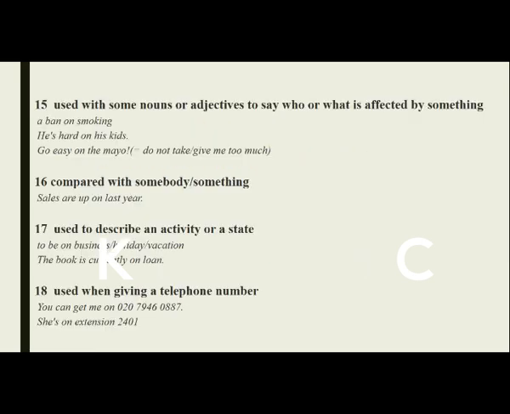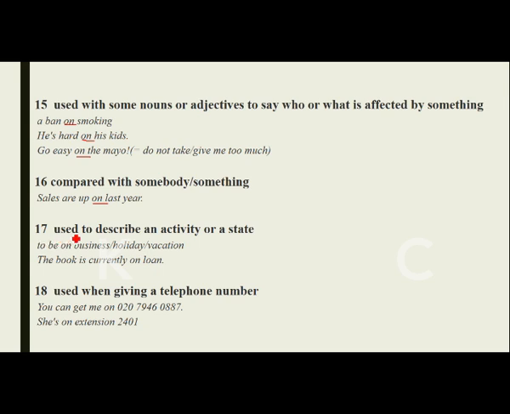Okay. Now we would go through usage number 15. Used with some nouns or adjectives to say who or what is affected by something. A ban on smoking. He is hard on his kids means his behavior, his attitude is very difficult on his kids. Go easy on the mayo. Don't take or give too much. Point number 16, compare with somebody, something. Sales are up on last year.